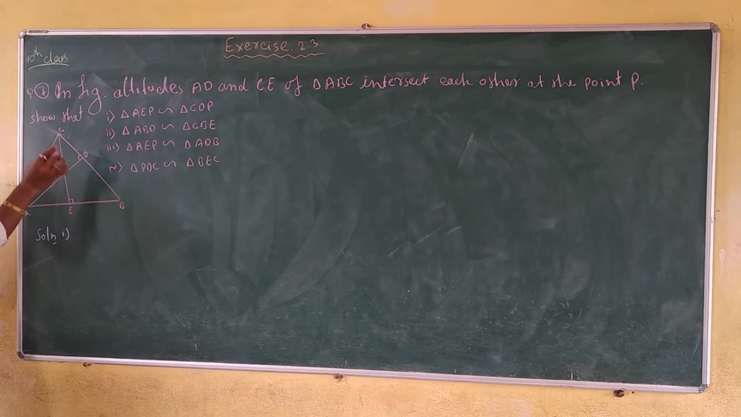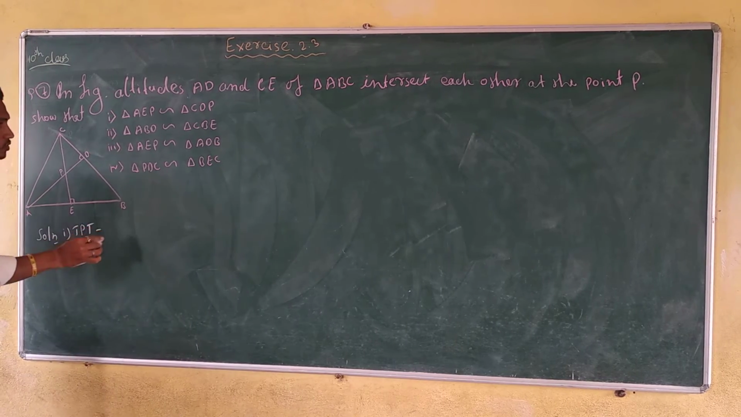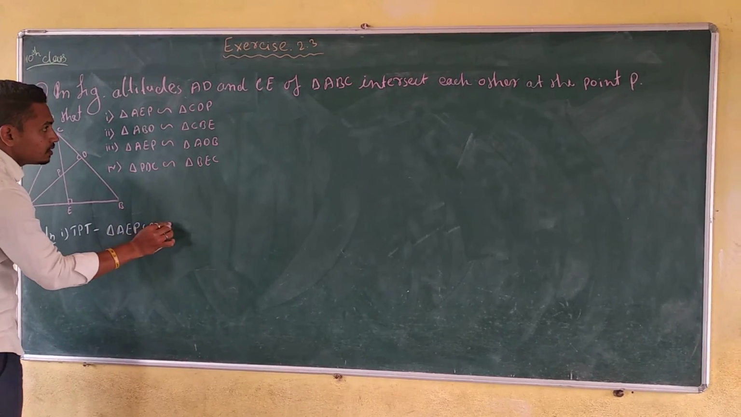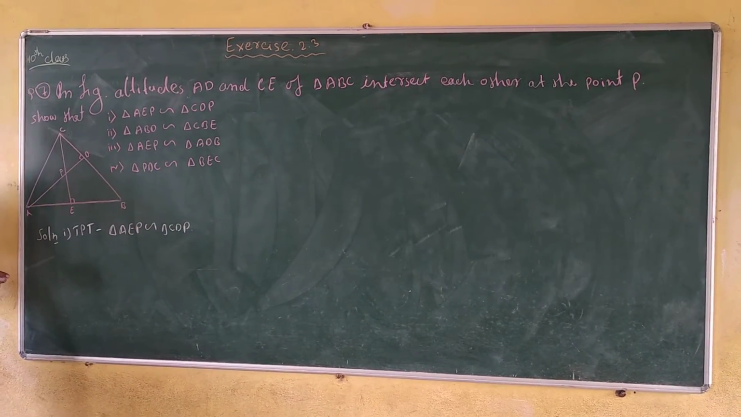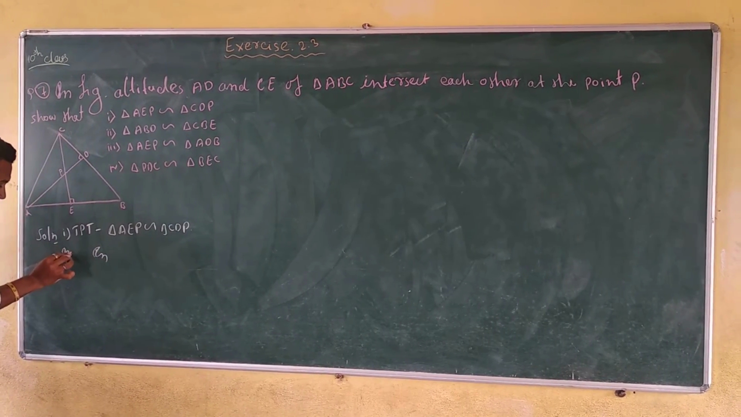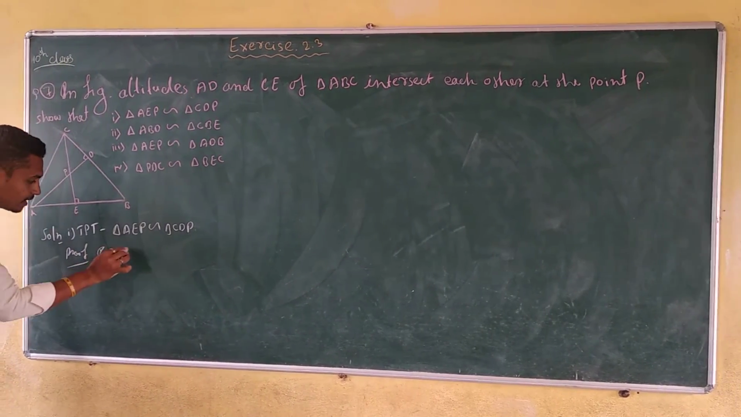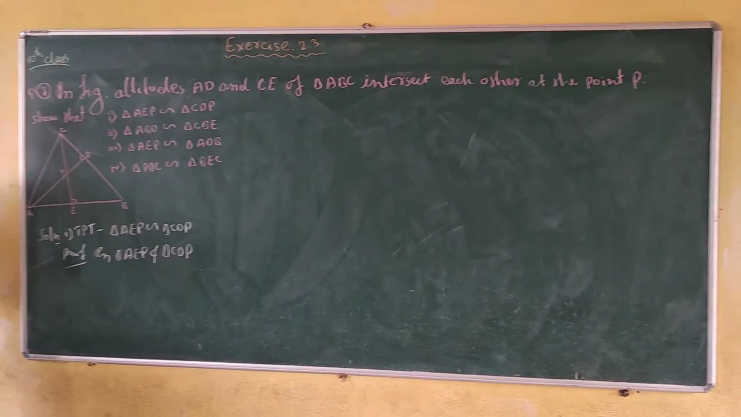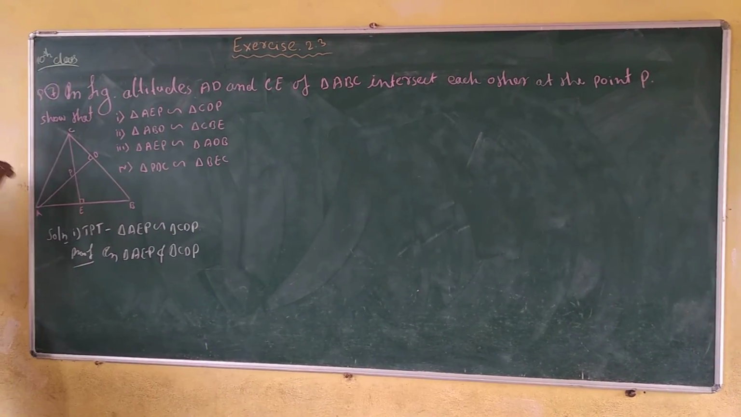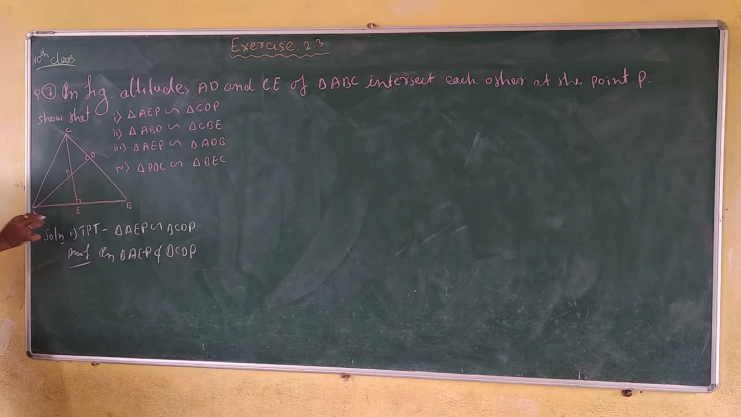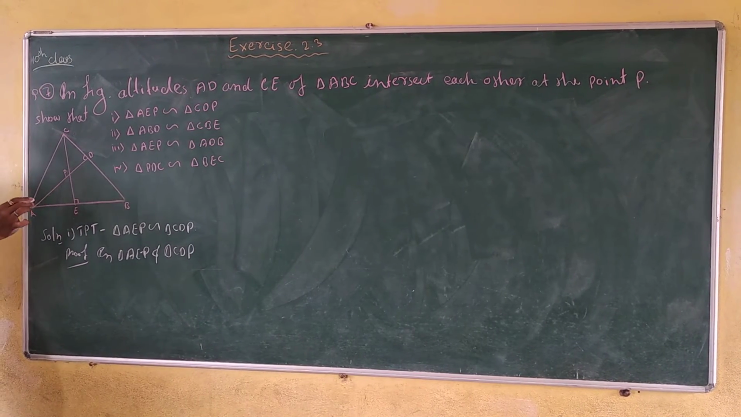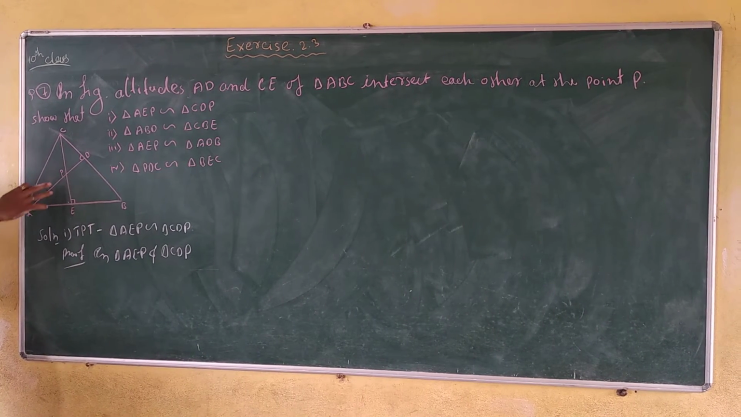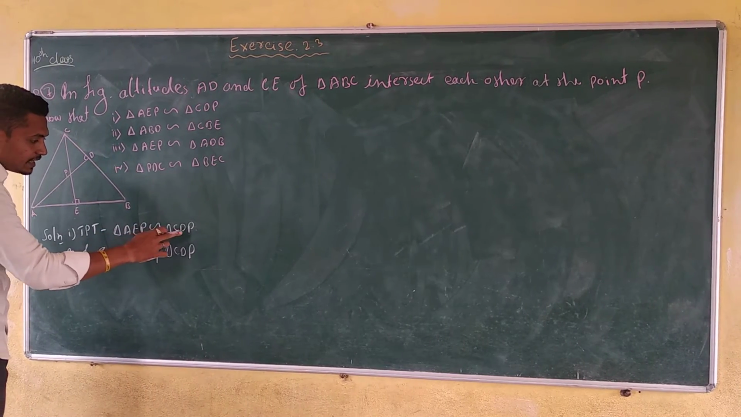So take first, solution. First one is to prove that triangle AEP is similar to triangle CDP. Next, proof: in triangle AEP and in triangle CDP. See here, triangle AEP, which means here this is 1, 2 and 3. These are the 3 angles of this triangle. Next, triangle CDP.